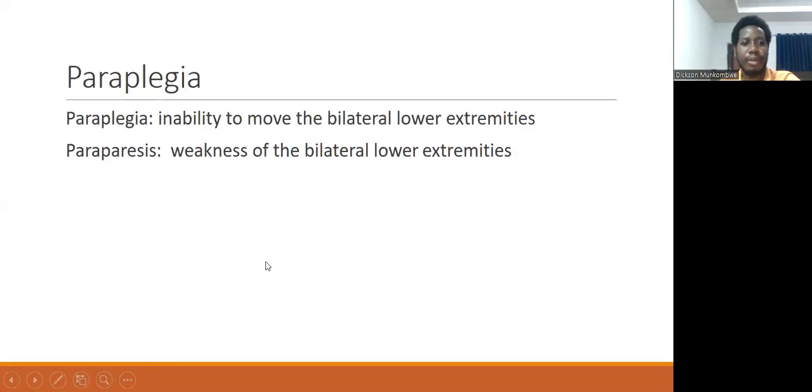So firstly, what is paraplegia? Paraplegia is an inability to move bilateral lower extremities. Then there's another term which we often use interchangeably, but they actually mean something different. That is paraparesis. Paraparesis simply means there's weakness in the bilateral lower extremities, but there is movement to a certain degree. But in paraplegia, there is totally no movement at all. So it's important to get these two correct and not get them mixed up. However, they mostly used to refer to different grades of severity of the same disease.